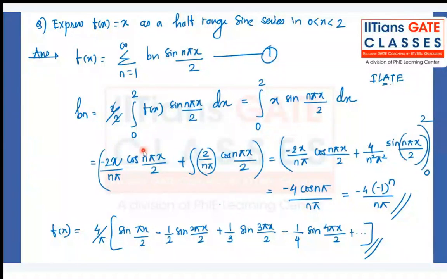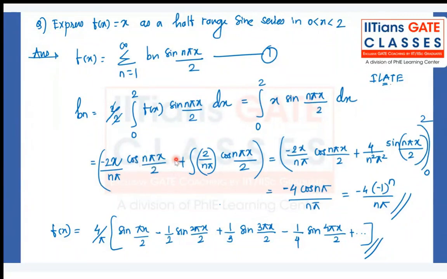2 by L integration 0 to 2 f of x sine of n pi x by L. F of x in this case is x. So 0 to 2 x sine of n pi x by 2 dx. So again, by using integration by parts, you can solve it. Okay. So x as it is, integration of sine of n pi x by 2 is minus cos of n pi x by 2 divided by n pi by 2.